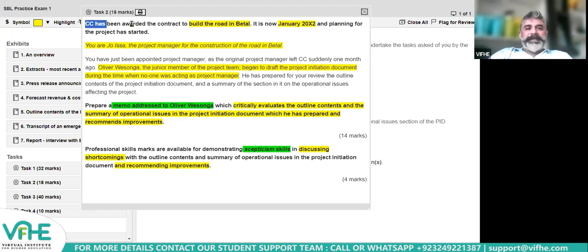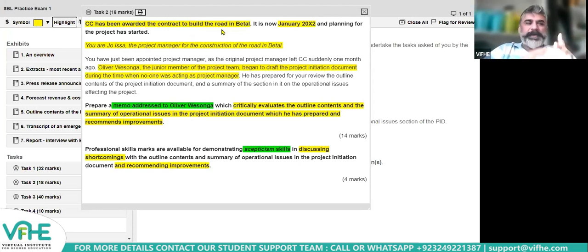So basically, say CC has been awarded the contract to build the road in Beetle. Okay, so we have now got a contract. It's a road construction contract, so we need to build a road in Beetle. It is January 20X2. You are Joe Issa, the project manager for the construction of the road in Beetle.